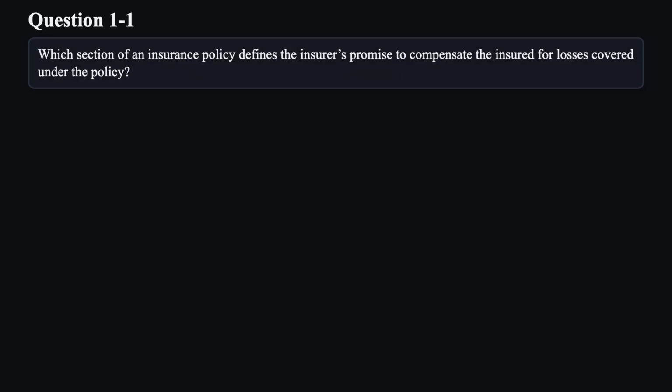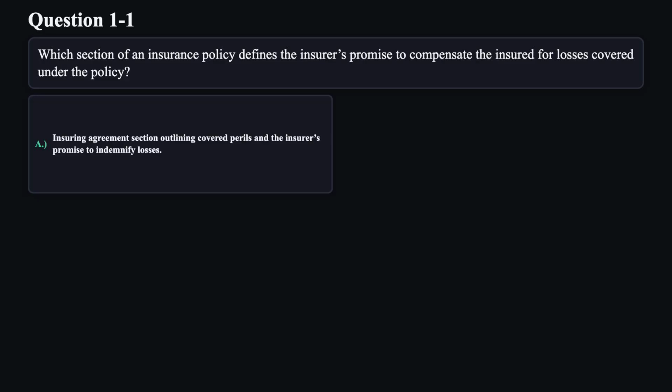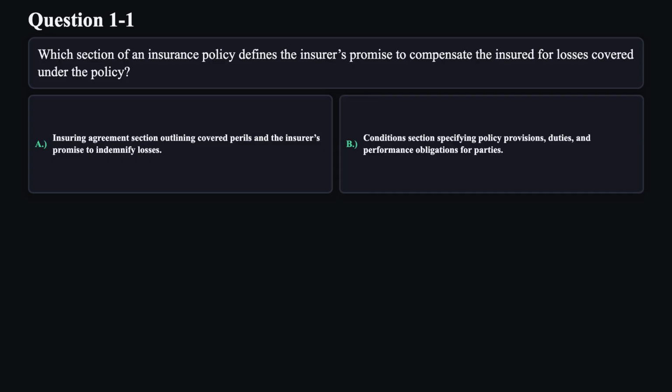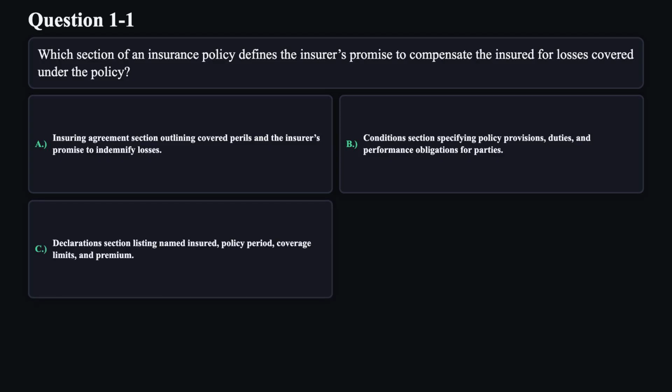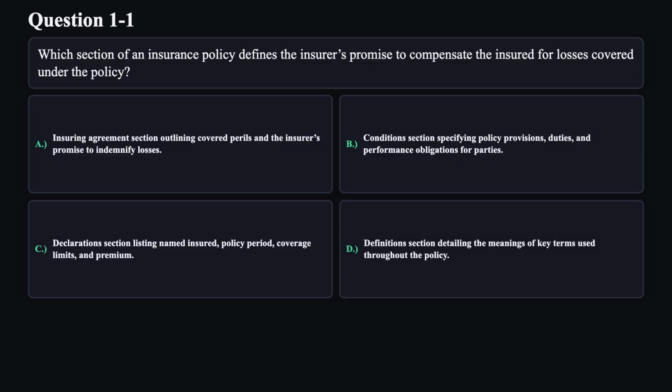Which section of an insurance policy defines the insurer's promise to compensate the insured for losses covered under the policy? A. Insuring agreement section outlining covered perils and the insurer's promise to indemnify losses. B. Conditions section specifying policy provisions, duties, and performance obligations for parties. C. Declarations section listing named insured, policy period, coverage limits, and premium. D. Definitions section detailing the meanings of key terms used throughout the policy.